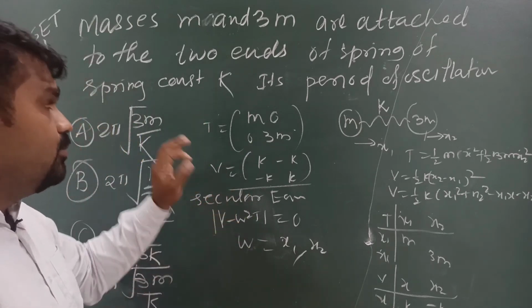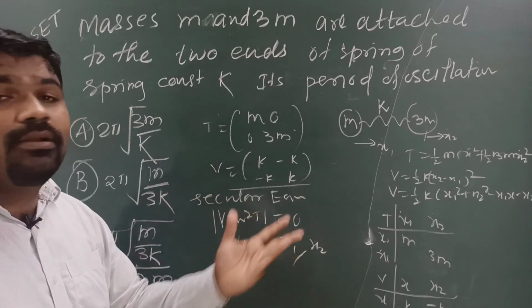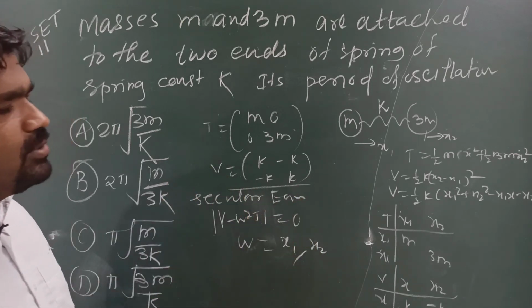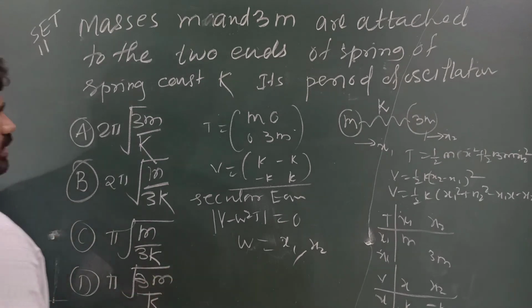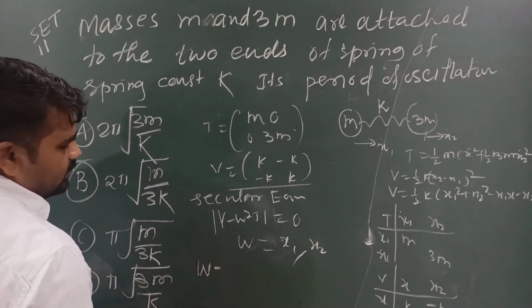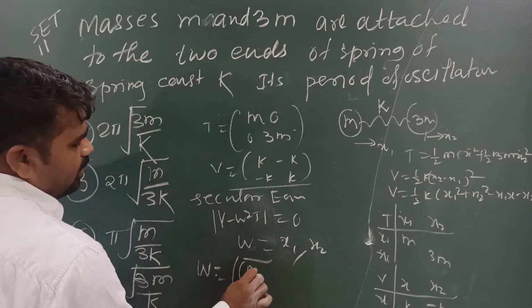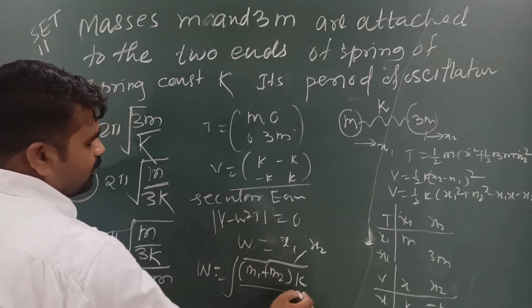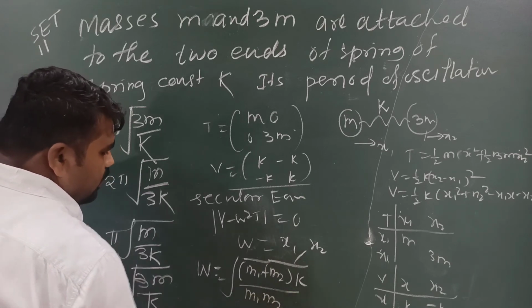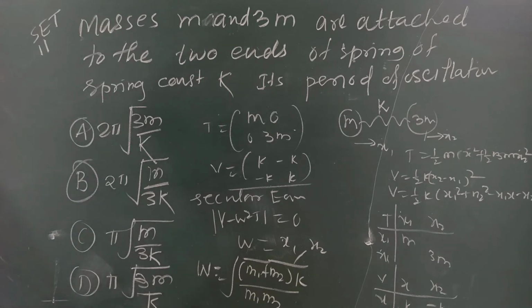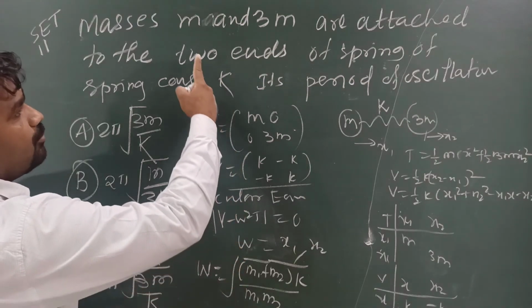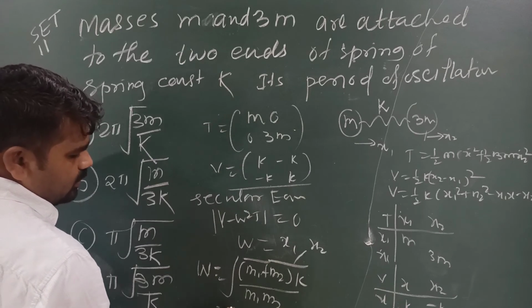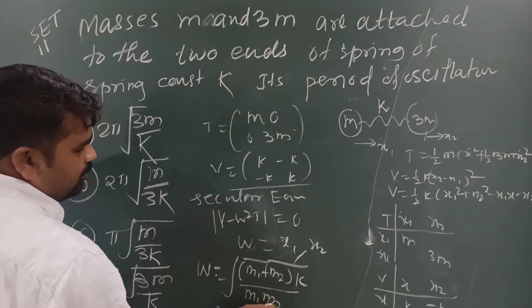But from the point of view of the set question, this is not an applicable method, because this is a very time consuming process. Hence we cannot use it. We can use the direct method. W is equal to M1 plus M2 upon M1 into M2. This one is the W formula. W is equal to M1 M2 K upon M1 M2. Now substitute the M1 M2 values: M plus 3M, 4M. This is equal to 4K upon M1 M2.